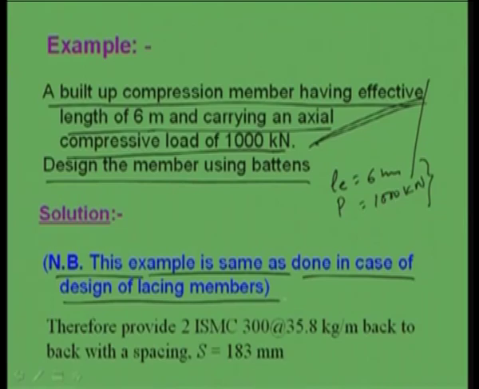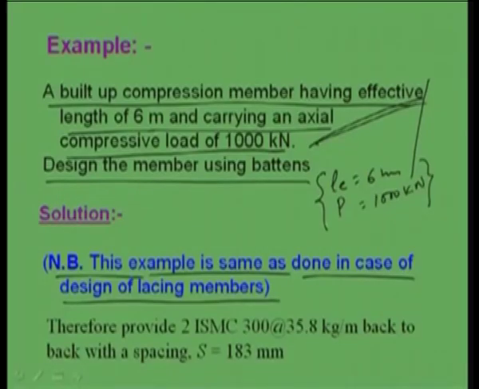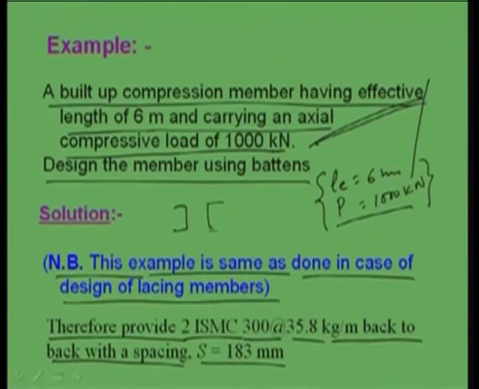The advantage of doing the same problem is that we can see the different things coming in the case of battening with respect to lacing systems. The first step, the design of built-up sections, we do not need to reiterate, because we have done it in the last class. In the last class, for this effective length and load, we need to provide 2 ISMC 300 at 35.8 kg per meter, back to back, with a spacing of 183 millimeter.